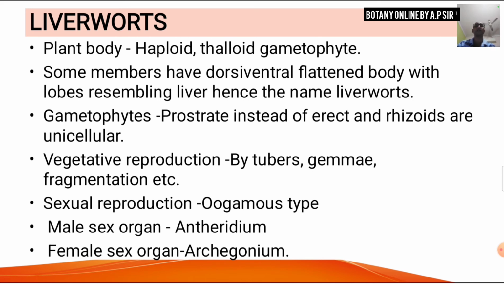Hepaticopsida is otherwise called liverworts. Why? Because they have a dorsiventral flattened body with lobes that resemble the liver. The gametophyte is prostrate instead of erect, and rhizoids are unicellular. Got it? Vegetative reproduction takes place by tubers, gemmae, fragmentation, etc. Sexual reproduction is oogamous type, and the male and female sex organs are antheridium and archegonium respectively. Okay, you know it very well.